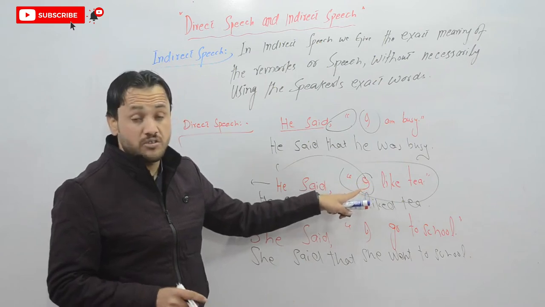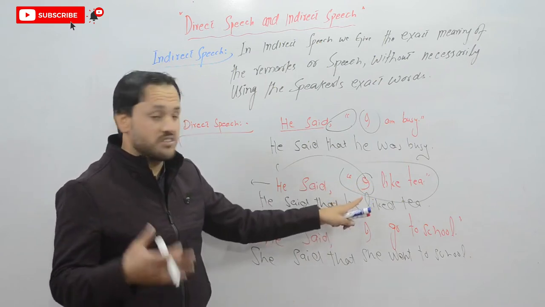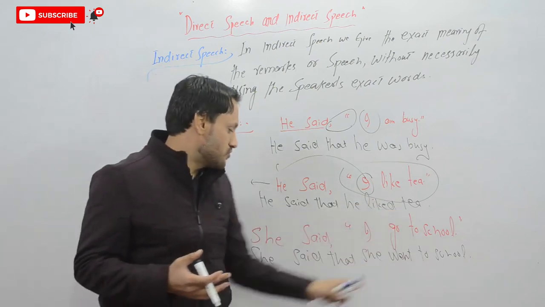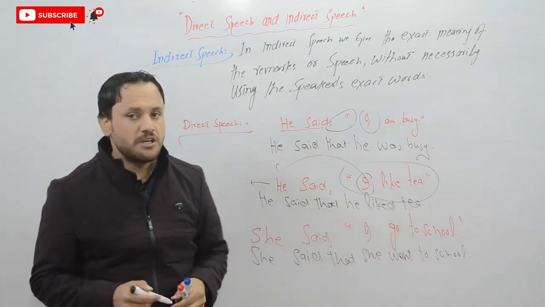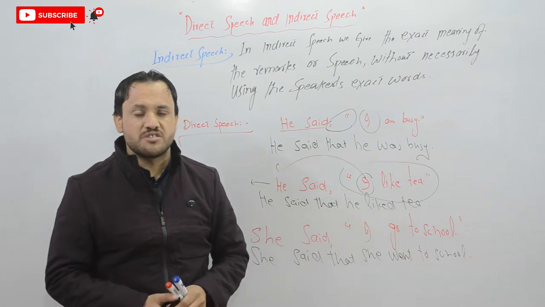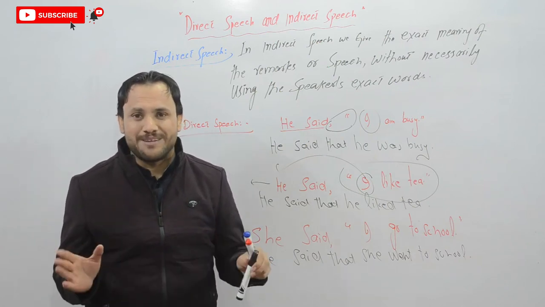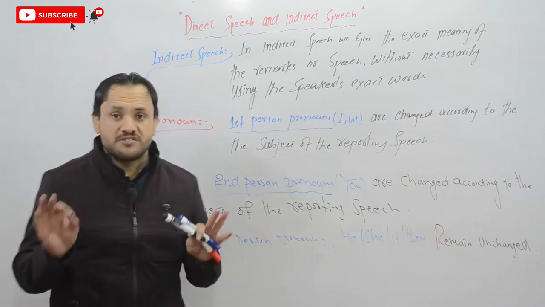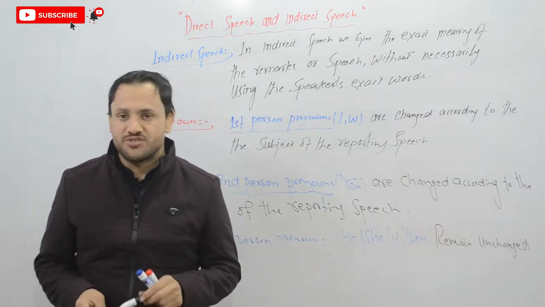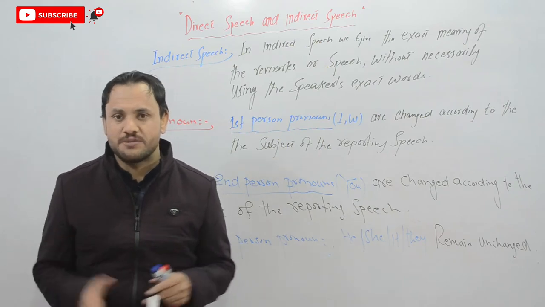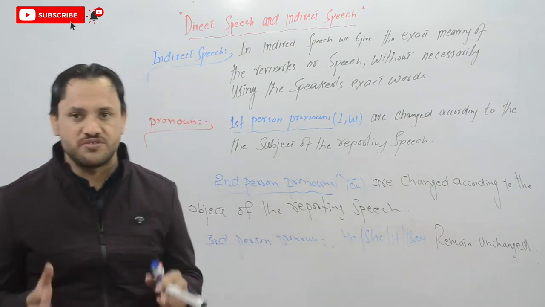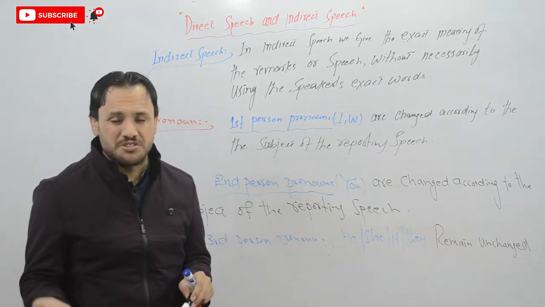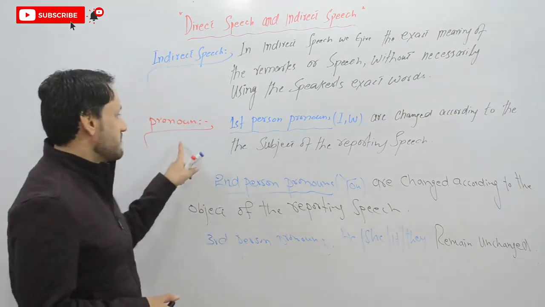According to the rules, he liked tea. Simple past. She said, "I go to school." No, she said that she went to school. Now let's discuss the changes. What changes are important? What changes take place? So now let's do that. Okay, now first change, the pronoun change, we'll talk. After that, step by step, I'm going to teach you the changes, what changes are necessary and important, and what changes take place while converting a direct speech into indirect speech. The first is pronoun change.